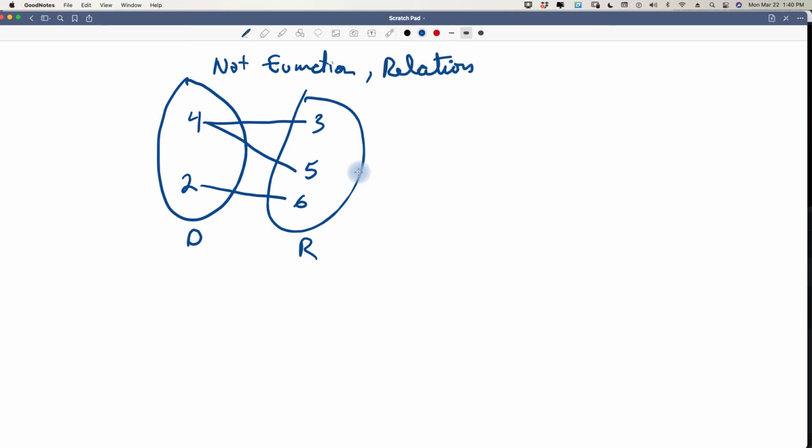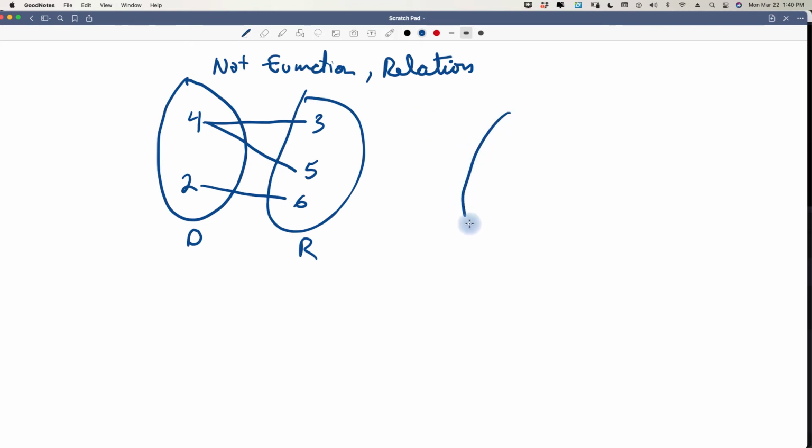Now, a relation can also be a function. A function is also a relation. So you can have a relation and it not be a function, but if it's a function, it is also a relation by default.